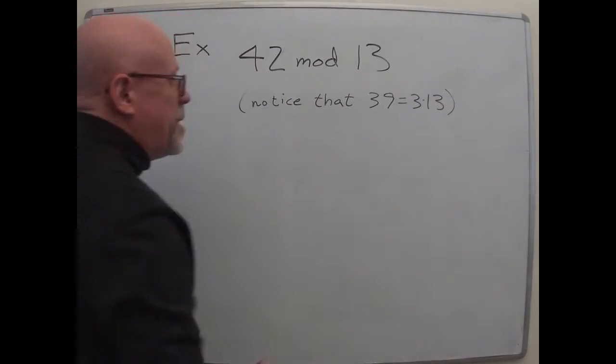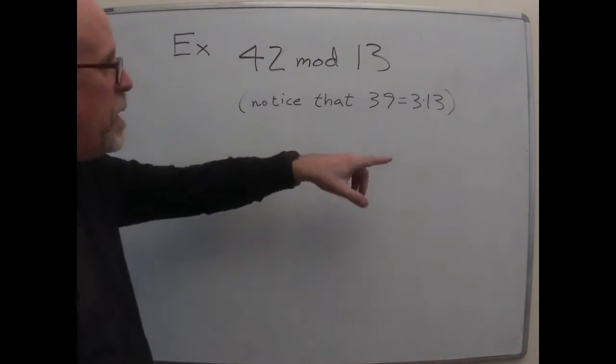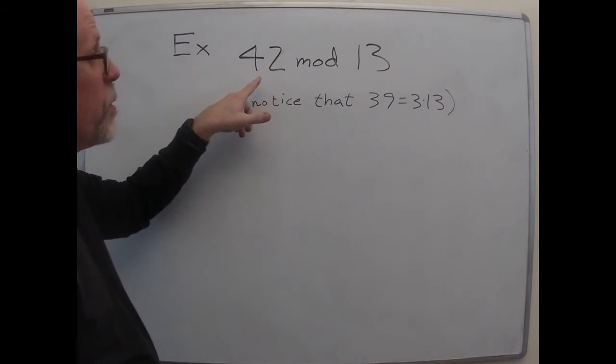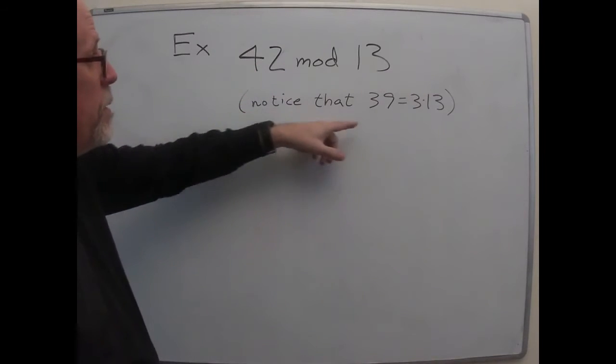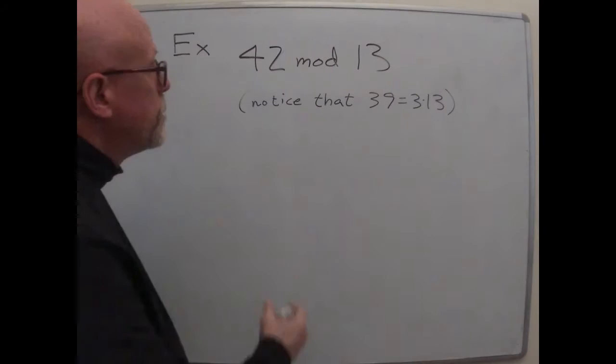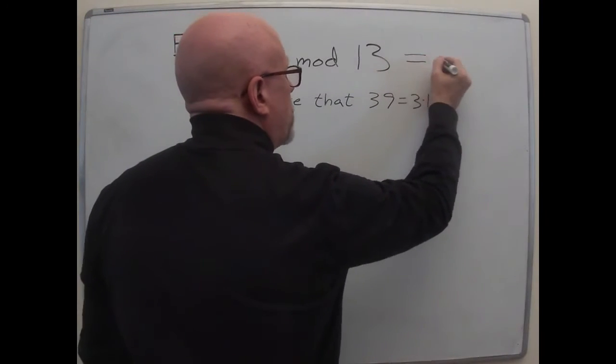So basically spotting the q times n piece, that's the quotient, that's the n, allows you to figure out what the remainder is real quick just by counting up. From 39 you go 40, 41, 42. That thing is 3. 42 mod 13 must be equal to 3.